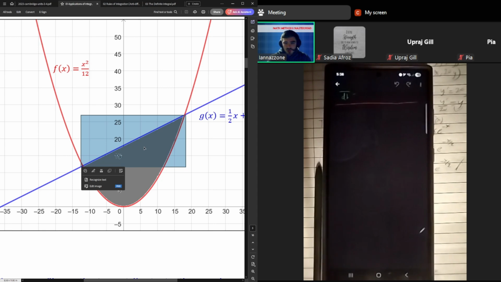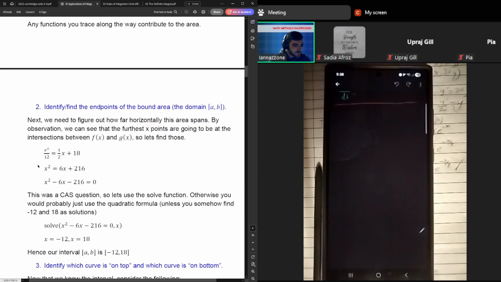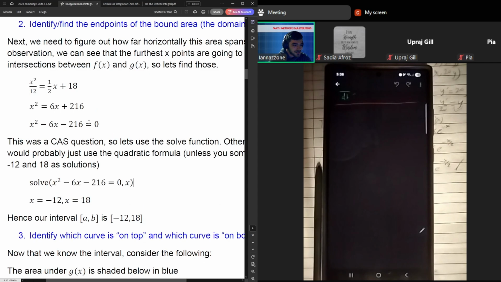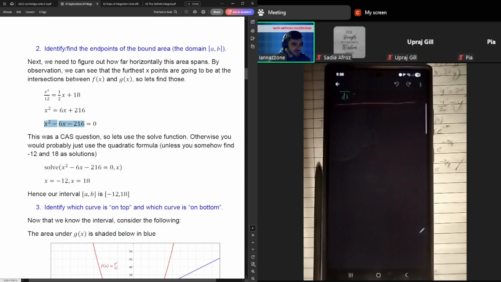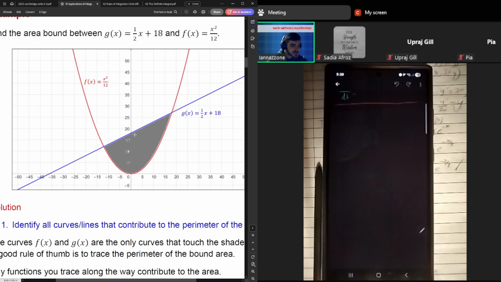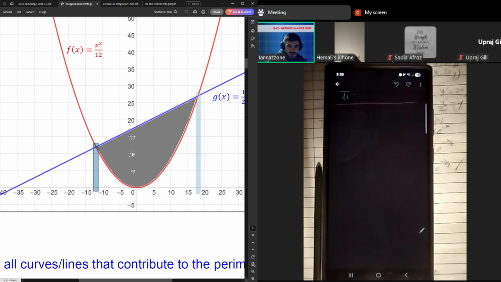In order to find those, you would do it like you normally do to find any intersection points between curves. You just grab function 1, equate it to function 2, and then solve for x. That's what this is here. It's a CAS question, so unless you're able to quickly find that there's factors of -12 and 18 in here, then best off just leaving it to either the quadratic formula or, if you can, CAS. These are often CAS questions, so a lot of the time you can just get away with doing a solve. So basically what we just found is that this spot here is x equals -12 and this spot here is x equals 18.